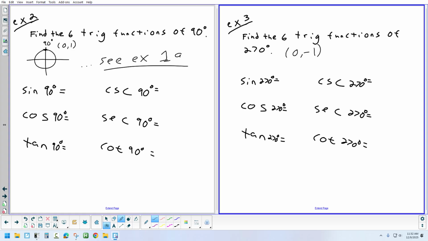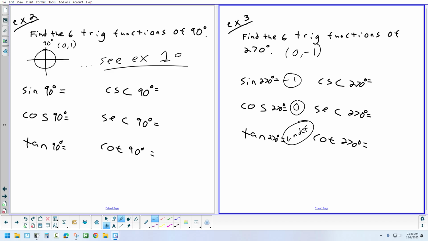Sine is -1. Cosine? 0. And the tangent? Undefined. Okay, so there's the first 3.